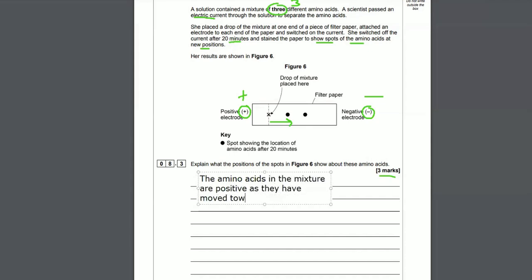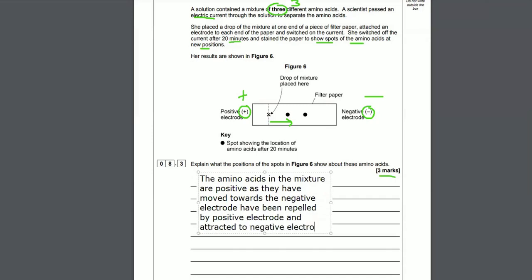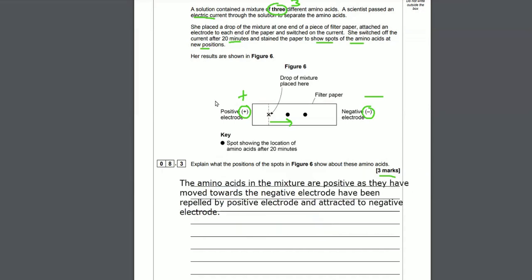So what does that tell you about their charge? Those amino acids must be positive because they've moved off the line. If they had no charge, they'd stay on the line. If they were negative, they'd move towards the positive end. So they've been repelled by the positive electrode and attracted to the negative electrode. So that's going to get you a mark for explaining why they've moved that way.